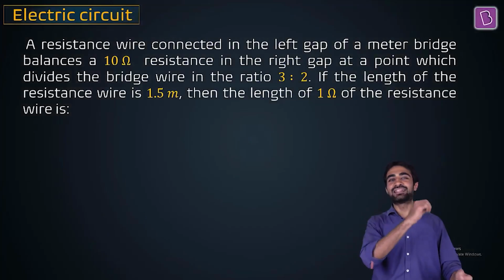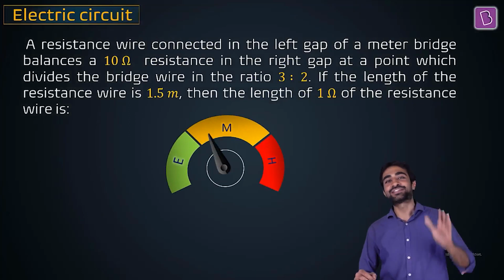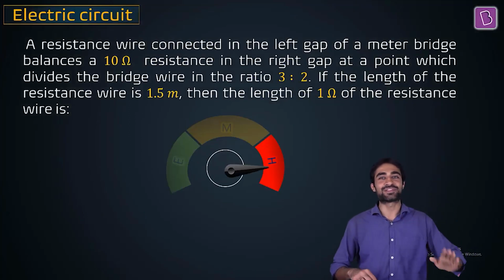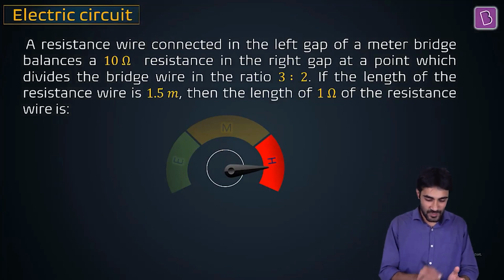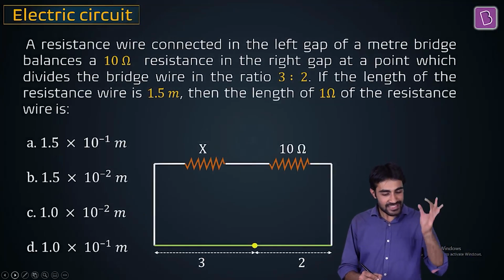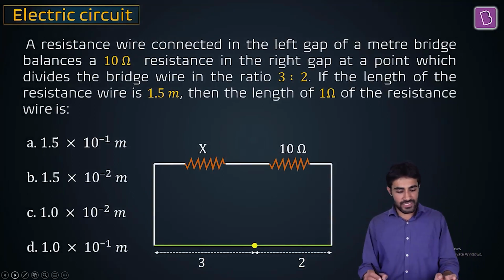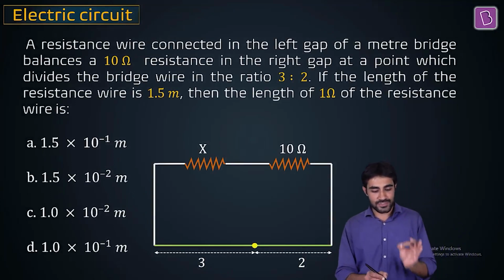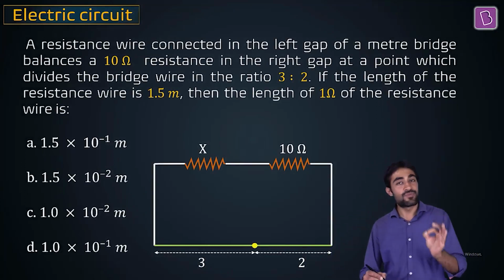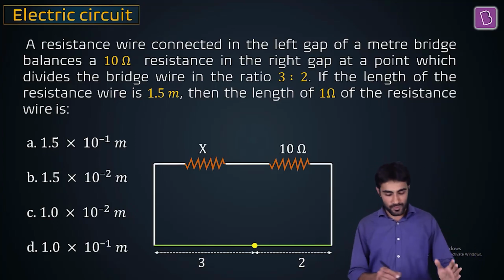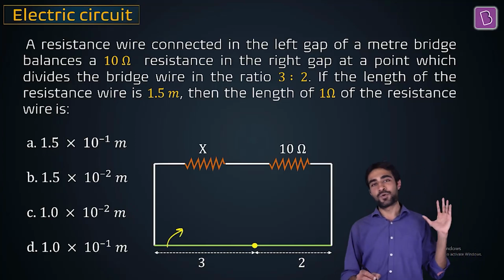Let's have a look at this question based on current electricity. And this question is hard, on the meter scale. The question says, a resistance wire is connected to the left gap of the meter bridge. It balances a 10 ohm resistance in the right gap at a point which divides the bridge wire in the ratio of 3:2. So this green wire is the bridge wire.